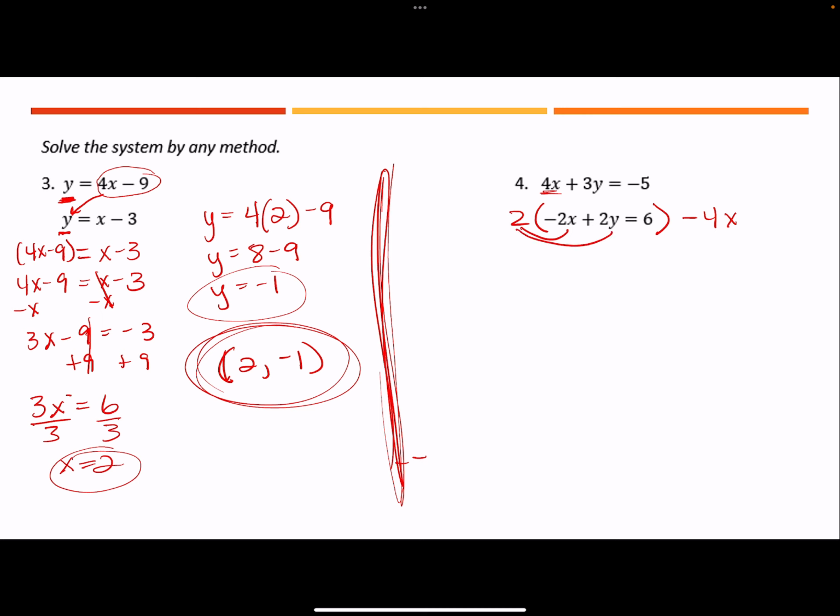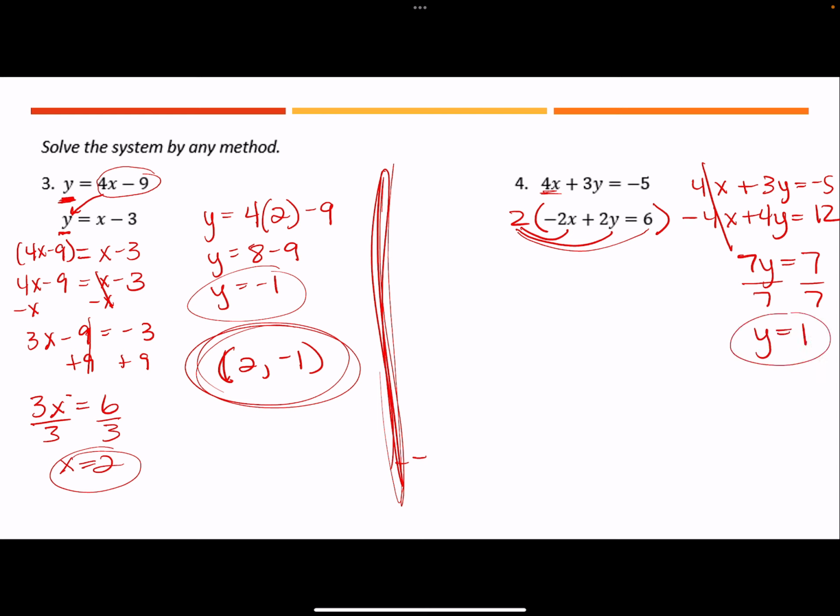So let me just multiply this whole equation. So plus 4y equals 12. And now I'm just going to rewrite the top equation just so they're right on top of each other, to make it easier when I add them together. So now I'm going to add the two equations together, 4x minus 4x. Those are opposite terms. They cancel out. Now I have 3y plus 4y, so I have 7y equals negative 5 plus 12, which is 7. Divide both sides by 7, I get y is equal to 1.